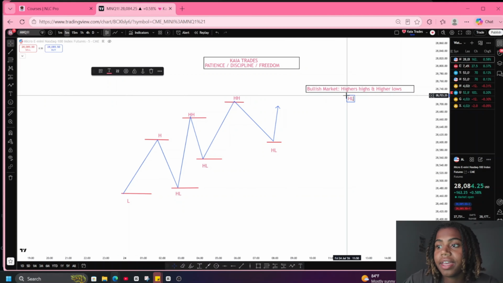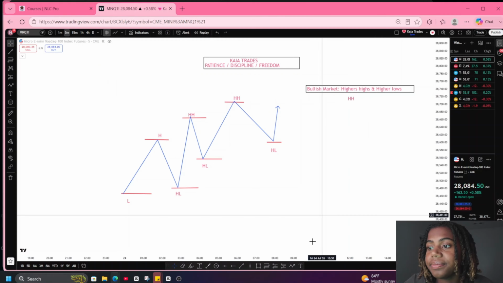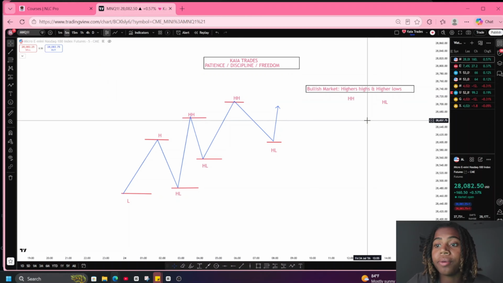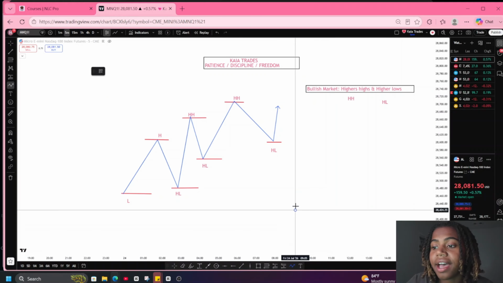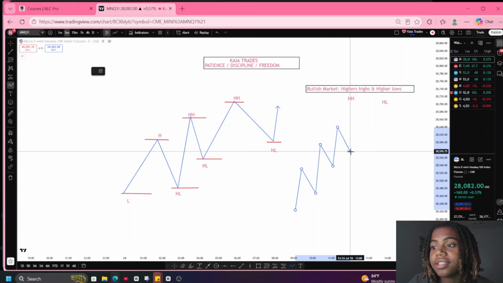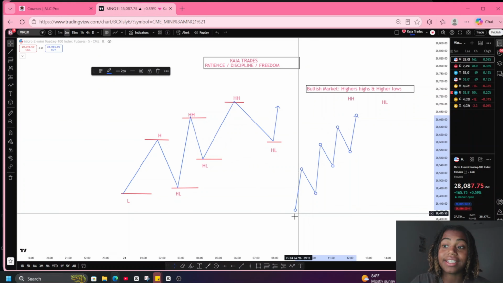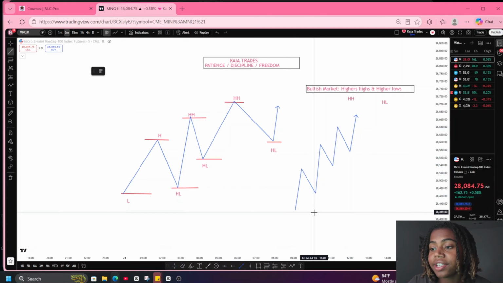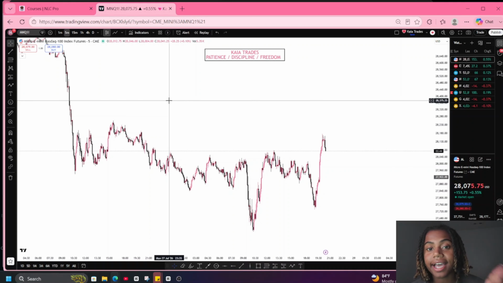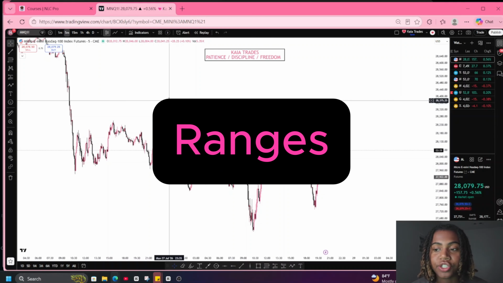Okay. Higher highs and higher lows for a bullish market. So that means I still want to see this happening on my charts, and we can clearly see that price is moving in an upwards direction. Beautiful. Now we understand higher highs and higher lows, lower lows and lower highs. Let's now get into ranges.